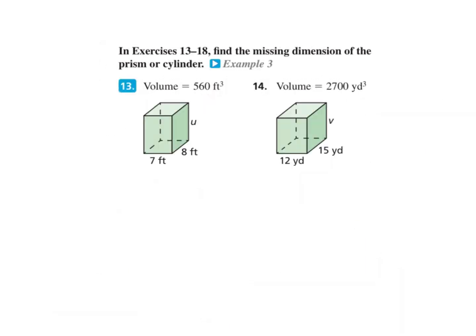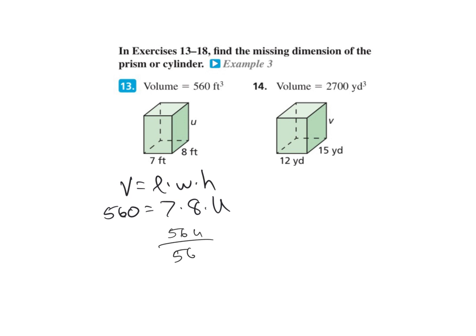All right, find the missing dimensions. So we have volume equals length times width times height. The volume is 560. Our length is 7. The width is 8. We don't know u. So 56 times u, or divide by 56, and we get 10 is u, 10 feet.